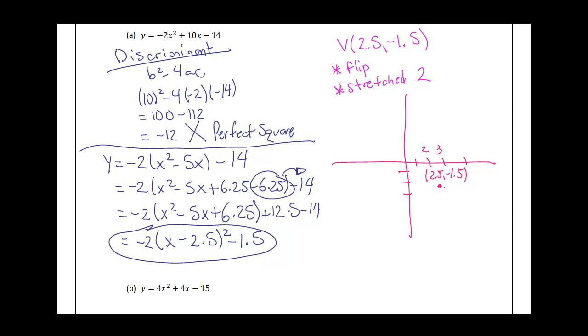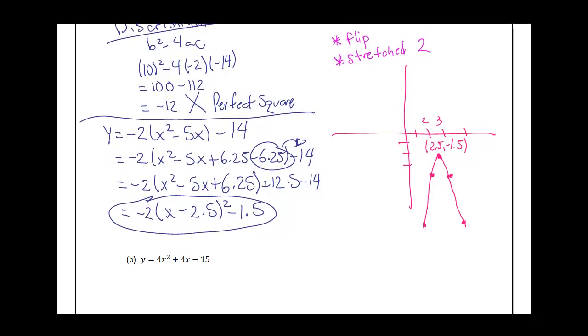So instead of going over 1, up 1, we're going to go over 1, up 2, on both sides, and then over 1, up 6. We're going to get way down here. So our graph should look a little like this. Vertically stretched, flipped, with a vertex of 2.5, negative 1.5. Awesome. Let's do B now.